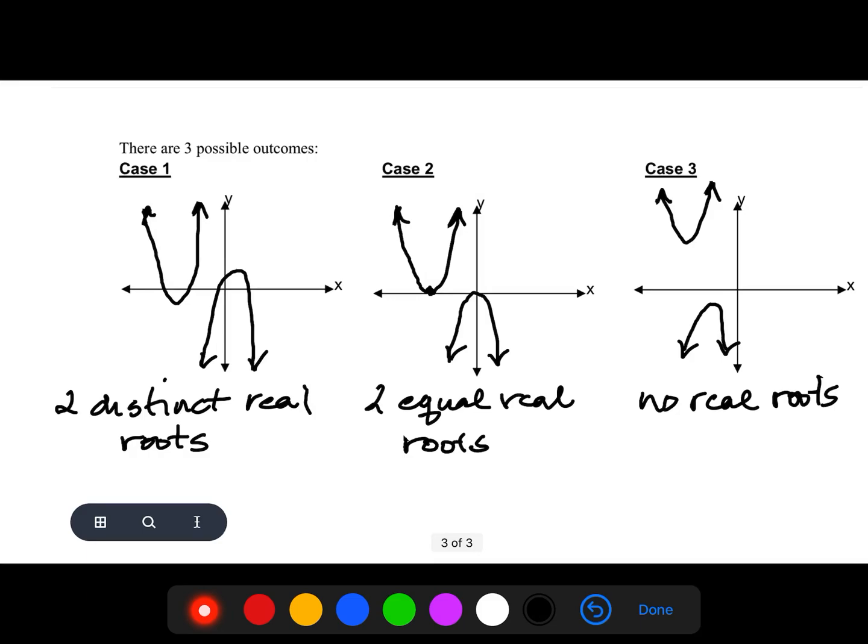Okay, so that is the basis of solving our quadratic equations by graphing, and that's it for today.